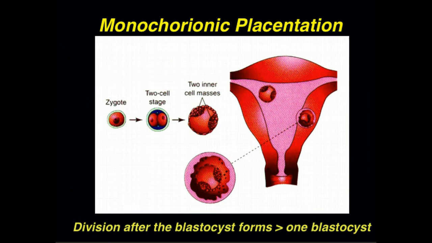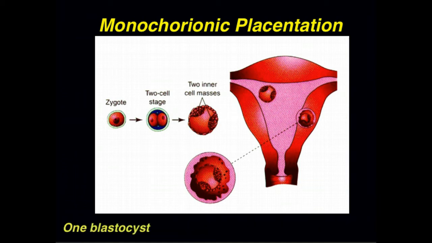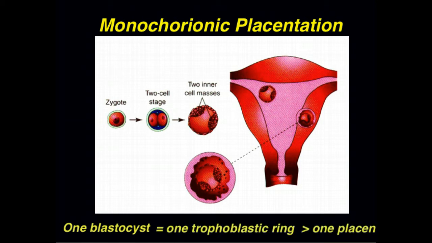So, if the division occurs after the formation of the blastocyst, then a single blastocyst enters the endometrial cavity and implants. If there is one blastocyst, there is one outer trophoblastic ring, and therefore that one outer trophoblastic ring will produce one placenta.